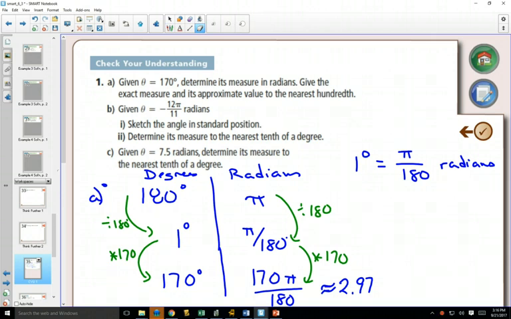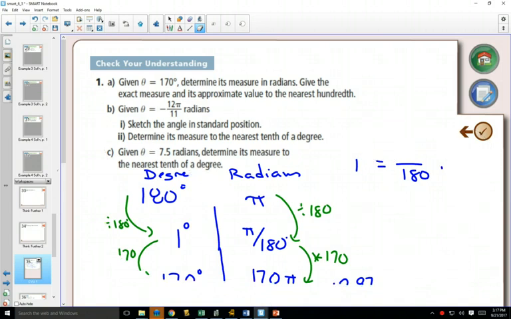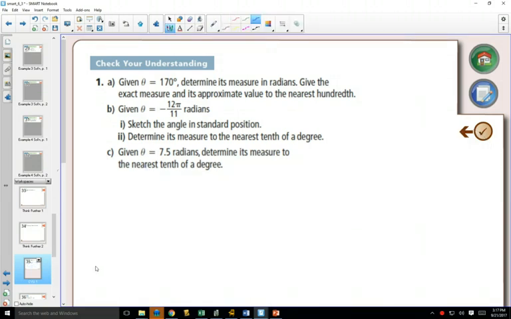I'm going to change negative 12 pi over 11 to degrees, and once I figure that out, I'll be able to draw it because I know how to draw degrees. But we're going to want to be able to draw radians directly. So I'm going to first teach you how to do that, and then we're going to convert it to degrees after. I'm going to erase this. Part B, we're going to sketch our angle.